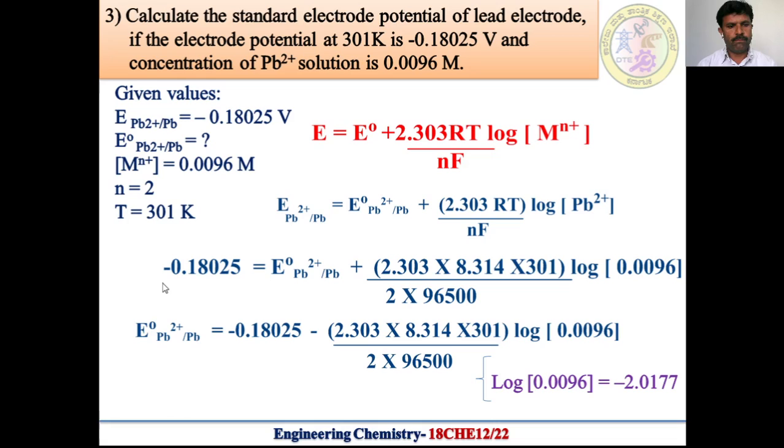So minus 0.18025, and I will shift this to the left side, so the sign will change: minus 2.303 into 8.314 into 301 divided by 2 into 96,500. After the calculation you will get the standard electrode potential of lead equal to minus 0.12 volt. In this way we can calculate the electrode potential as well as the standard electrode potential.